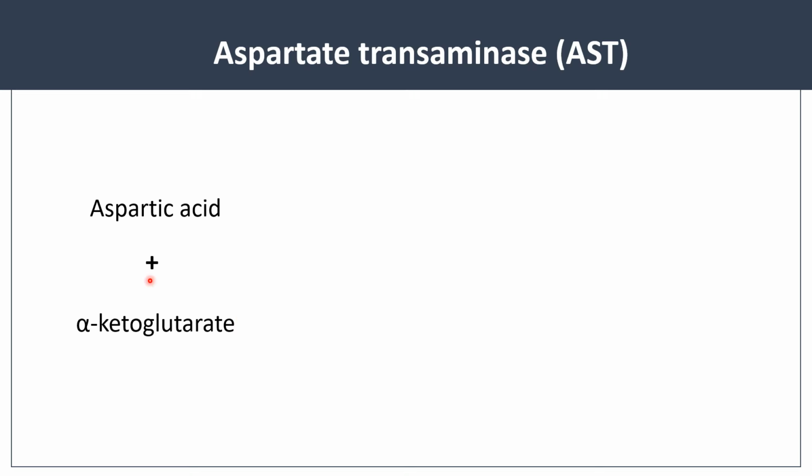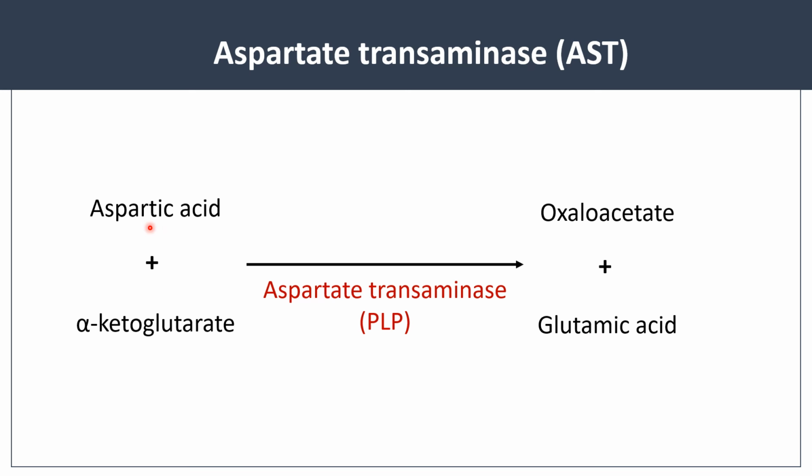Once the alpha ketoglutarate has obtained that amino group, it will become glutamic acid. Once aspartic acid has lost the amino group, it will become oxaloacetate. So that's the function of this enzyme, and this enzyme requires PLP, pyridoxal phosphate, as its coenzyme.